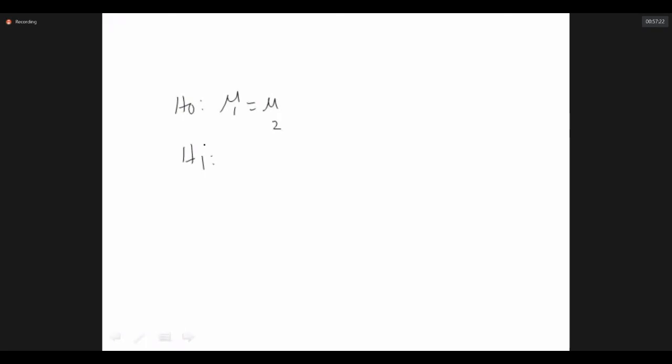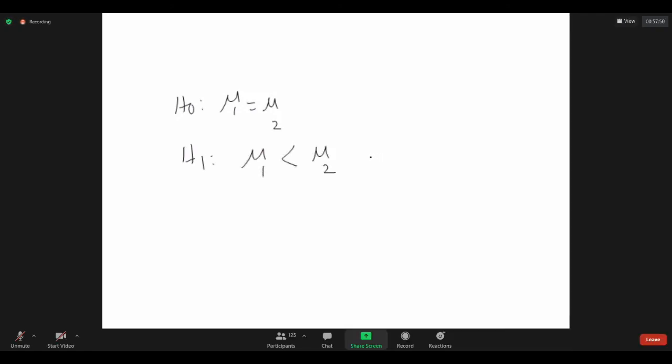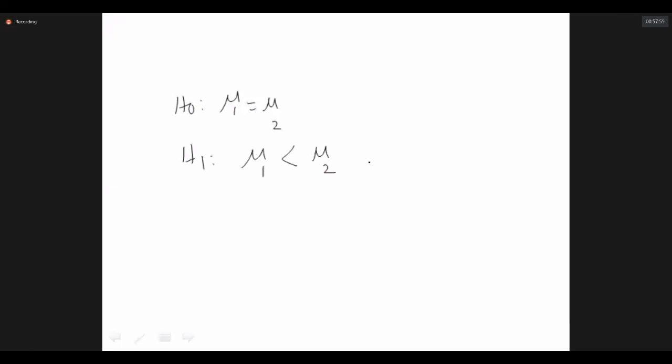Do you agree with the claim that medicine B increases the weight significantly? Medicine B increases, not A. A less and B greater. So I will write A is mu1 and mu2 is for B. Even though the word greater comes, they are talking about B, not about A.